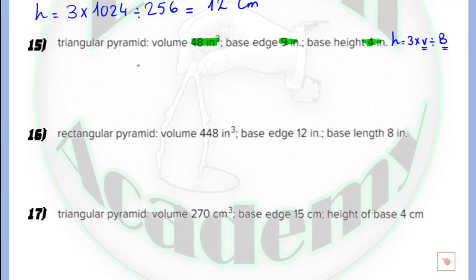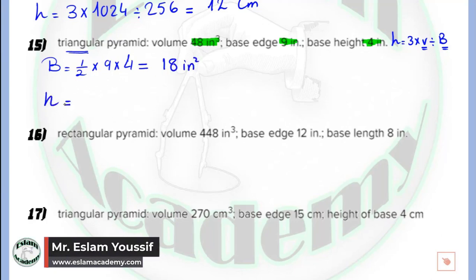Before we start finding the height, we need to find the area of the base. The base is a triangle, so the area of the triangle equals half multiplied by the length of the base multiplied by the height, which is 4. So the answer is 18 square inches.